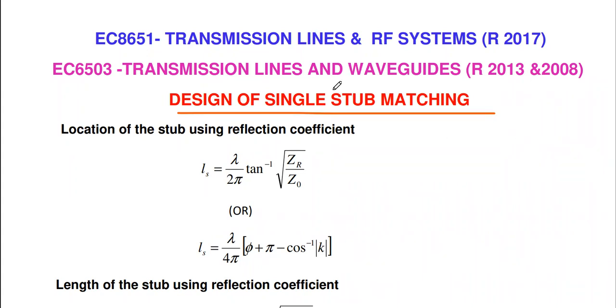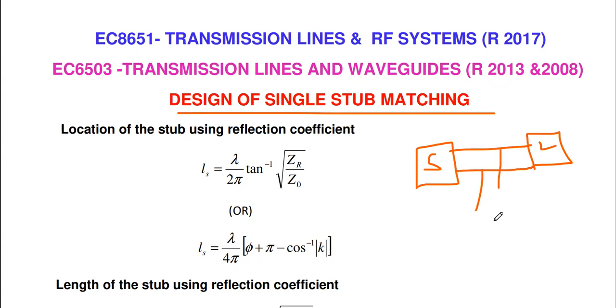What does single stub mean? What is the use of the single stub? It provides impedance matching between the source and load. In a transmission line, in order to provide impedance matching, we have to introduce a stub. A stub is nothing but a transmission line of a certain length. We have to design the proper single stub, and the design of the stub means we have to locate this stub from the load.